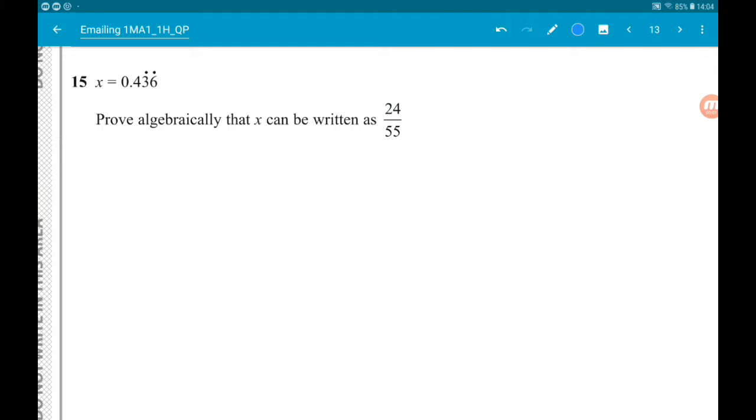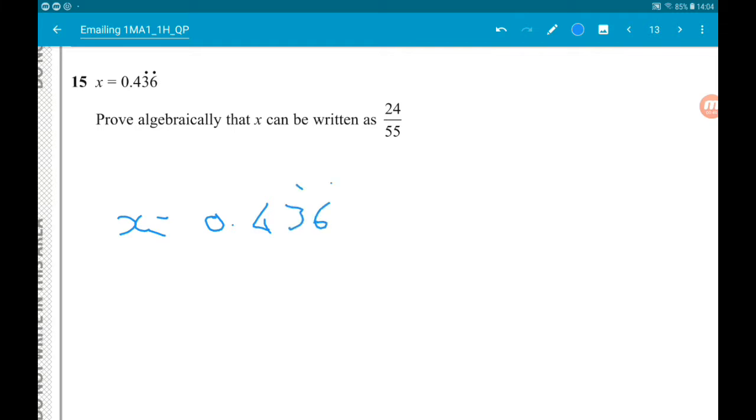Okay, number 15 we have recurring decimals to a fraction. So I got videos on this, you know where they'll be, check them out. So x is 0.436 recurring, so that means 0.436363636 forever. We want to prove algebraically that x can be written as 24 over 55. Okay, so let's start off then with x is equal to 0.436 recurring.